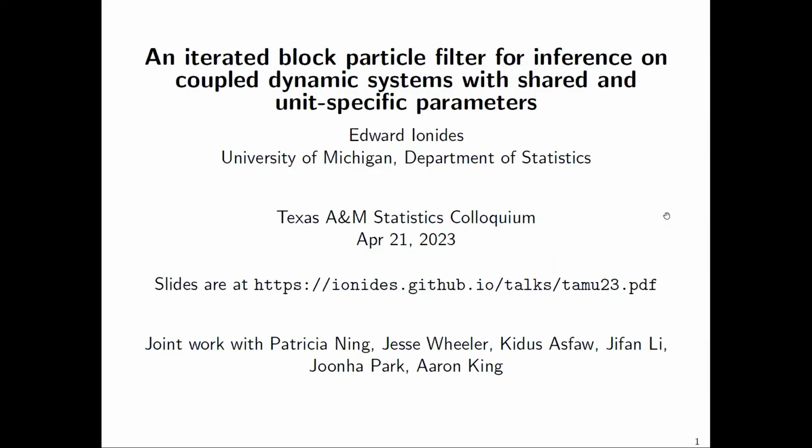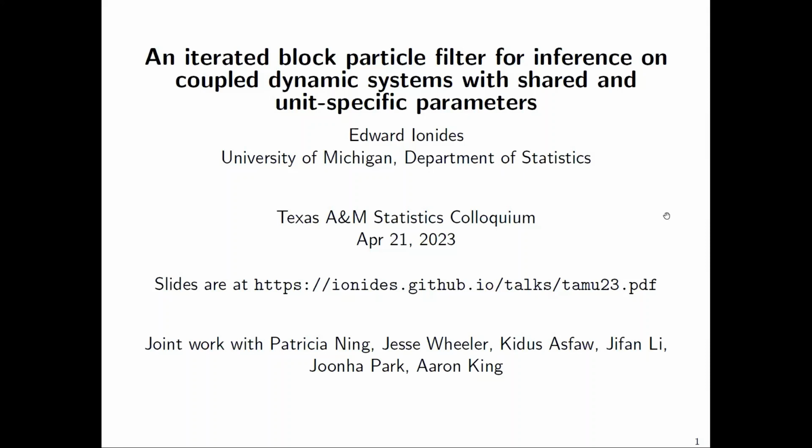Professor Ionides got his bachelor and master degree in mathematics from Cambridge University, and then he received his PhD degree in statistics from Berkeley, supervised by Professor David Green. And then he was a visiting assistant professor at the University of Chicago, and then he joined the University of Michigan.